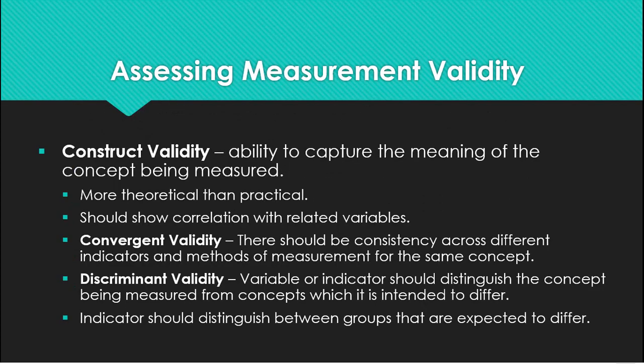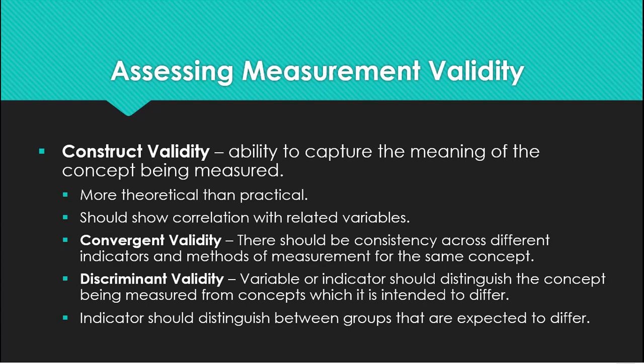The last way we have of assessing measurement validity is construct validity. Construct validity is our ability to capture the meaning of the concept being measured. It's more theoretical than practical and is perhaps the trickiest one here to do. But basically how this works is if we have 2 concepts or variables that are related, then we should see what is called convergent validity, where if I have an indicator that is measuring depression and I have another indicator that's measuring depression, there should be consistency across the different indicators, and I should be able to say that yes, if someone's saying they're depressed on this indicator, they should be saying that they're depressed on this other indicator.